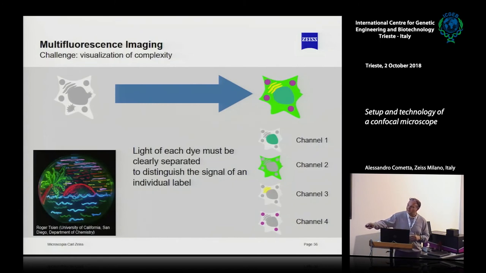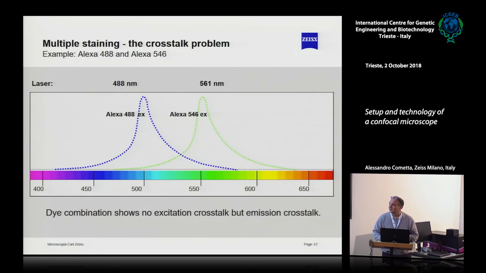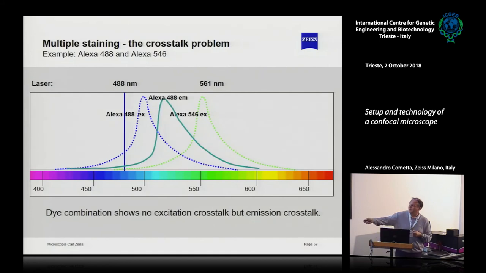Even if there are people able to do it, there is some trouble to understand. I come back to the spectrum. I told you that it's very important. We have here two dyes. Now you know that 488 means that the excitation is here, and Alexa 488 has its maximum here. What happens if I use a laser line to excite in that region? I excite my Alexa 488 at 20%. Here, more or less, I have no excitation.